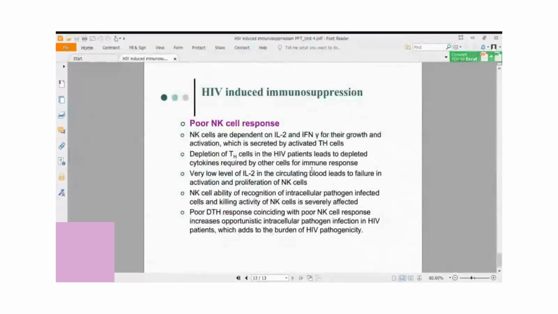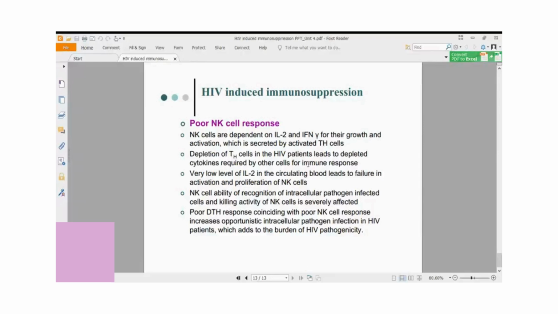The poor NK cell response is because the NK cells are innate immune cells. Please remember that. They are innately capable of killing the virally infected cells. And they are capable of doing that. Initially, they are very good at it when the HIV infection has taken place in the person. Large number of HIV infected cells will be killed by the NK cells.